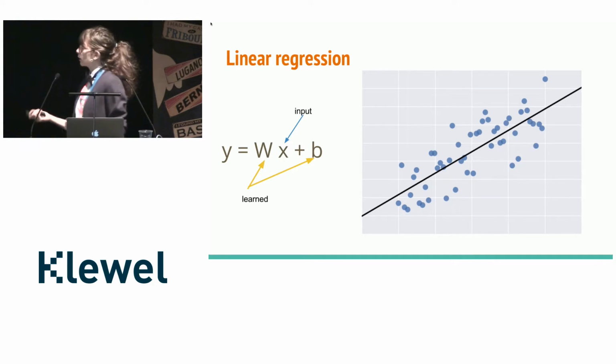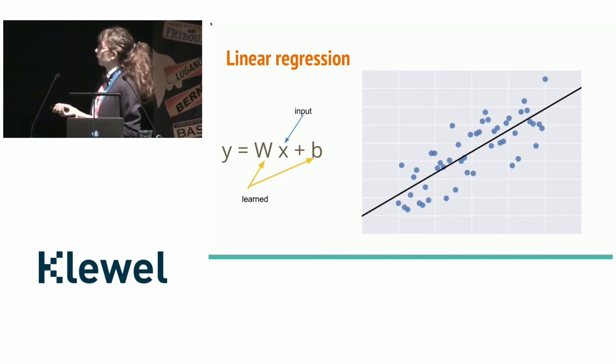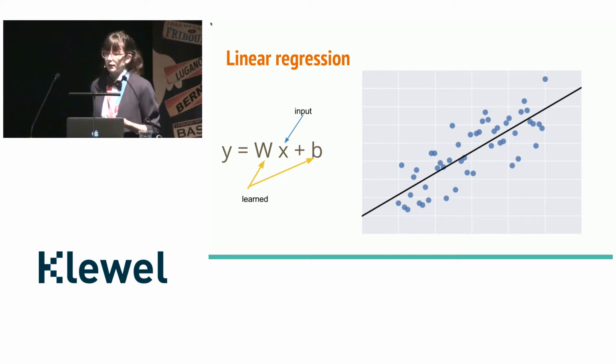In order to learn the line, you have to find the slope and the intercept of the line. So it's defined by two variables. This is the line equation. W and B are the things that we're going to learn. X is the input, so this is the thing on the x-axis, and Y is what you predict.